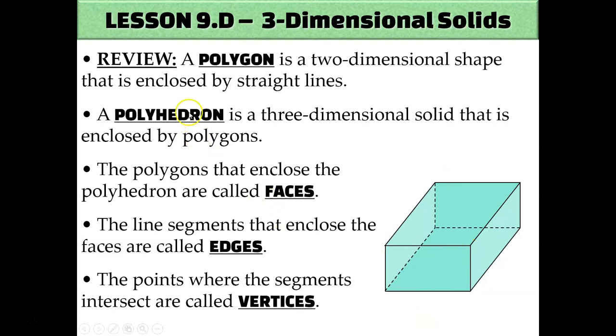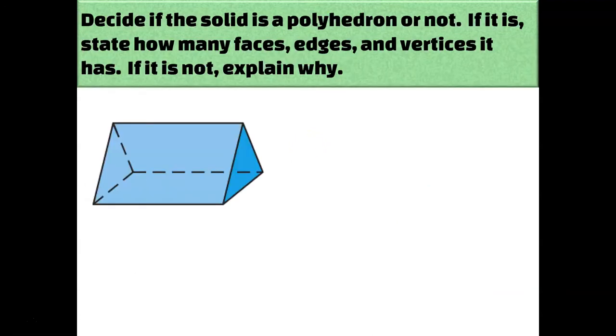Now remember, in order for it to be a polyhedron, a special type of three-dimensional solid, it has to be enclosed in polygons. So what I want us to do on those next few examples is identify, is it a polyhedron or not? And if it is a polyhedron, tell me how many faces, edges, and vertices it has. If it's not a polyhedron, tell me why.